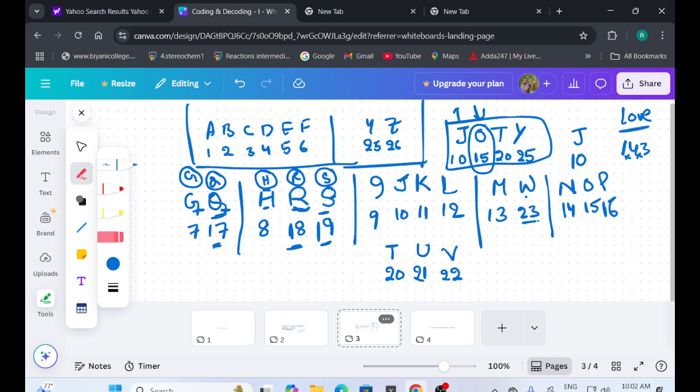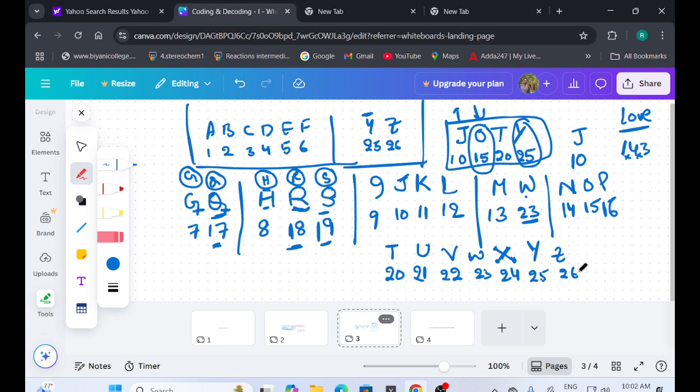X has got 2 lines and 4 points. It is 24. Y and Z we have already discussed. Y is 25. Even in this case, you can remember it like this: Y is 25 and Z is equal to 26.